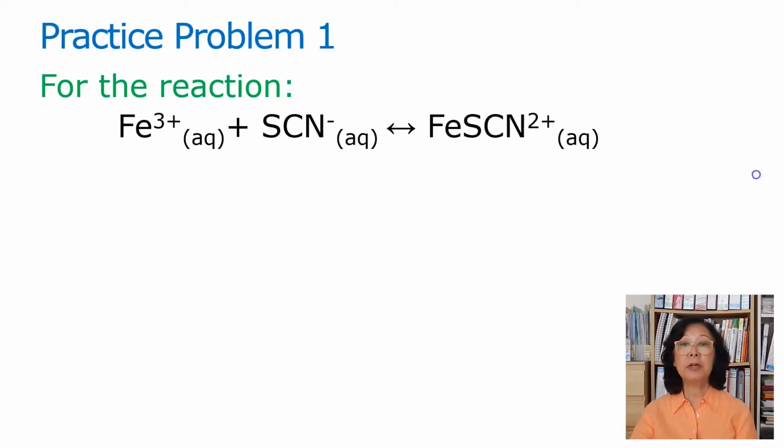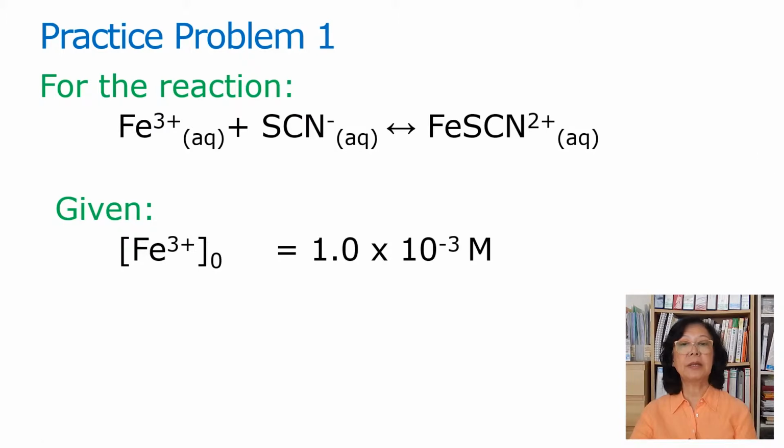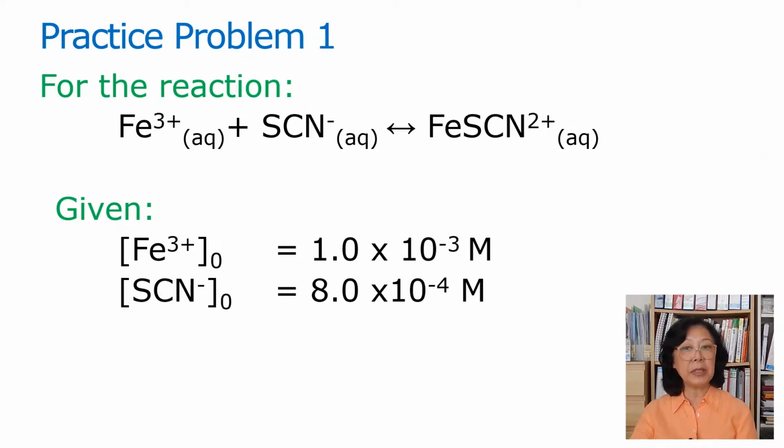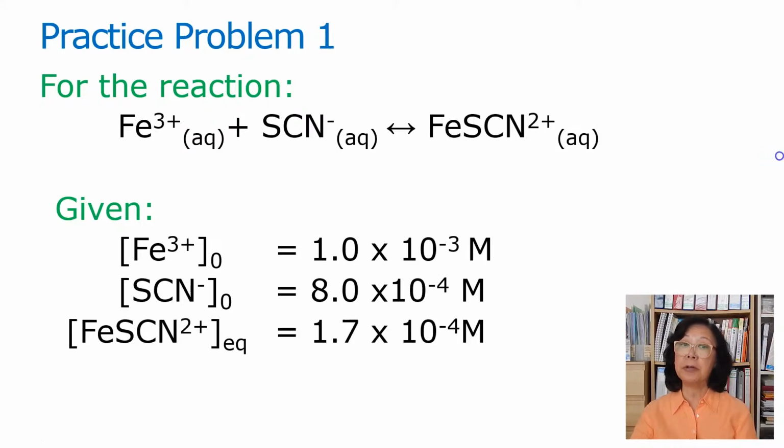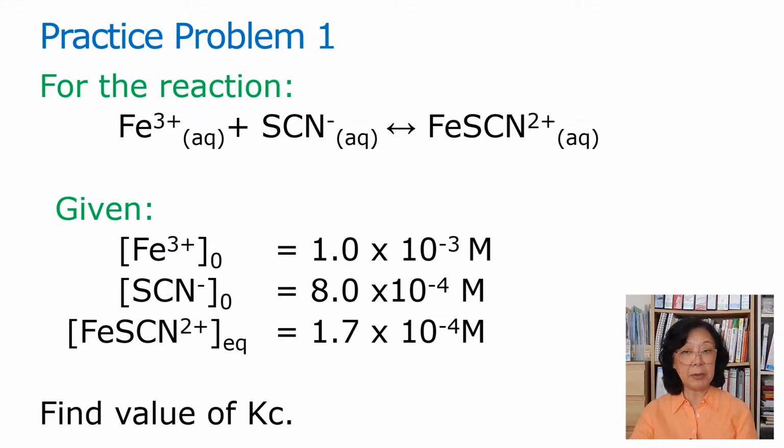Practice problem number 1. For the reaction, iron 3 plus ion reacts with thiocyanate ion to make the complex ion FeSCN2 plus, which is red in color. Given that the initial concentration of the iron 3 plus ion is 1 times 10 to the minus 3 molar, the thiocyanate ion is 8 times 10 to the negative 4 molar, and the equilibrium concentration of the complex ion is 1.7 times 10 to the negative 4 molar. Find the value of Kc.